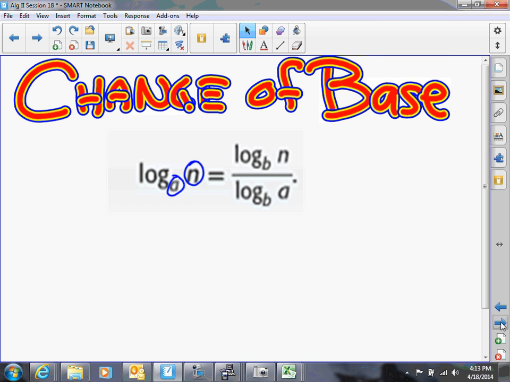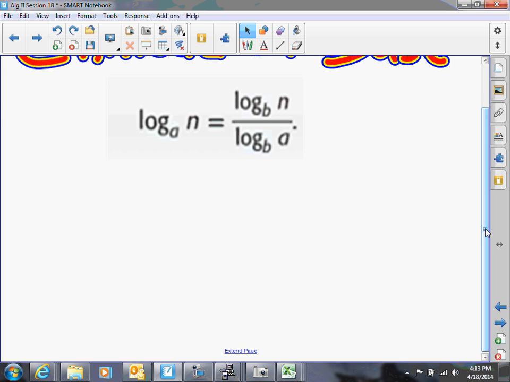Now, we do need to prove this before we actually should be using it. So first of all, this is what we want to prove.